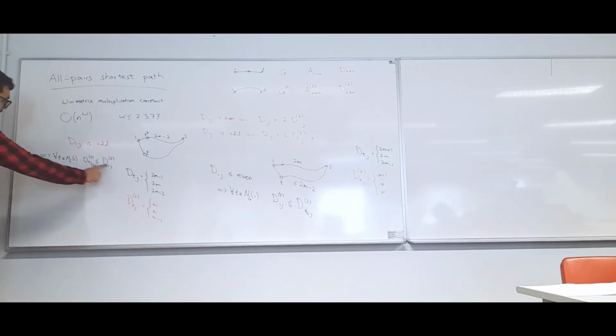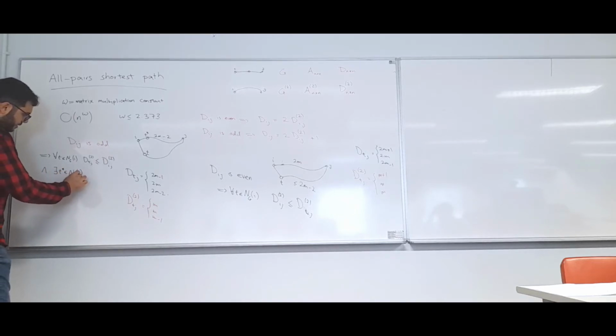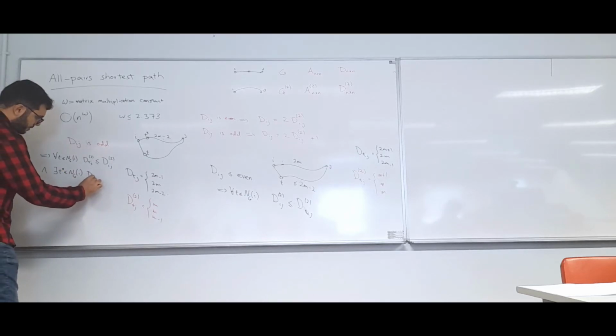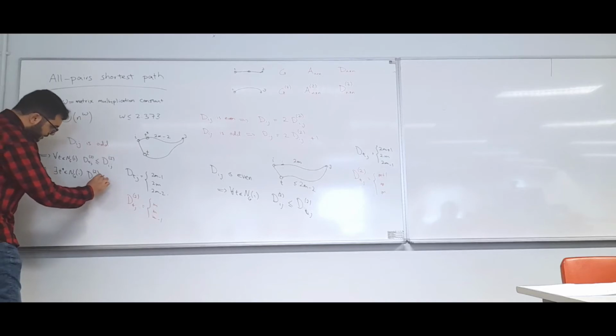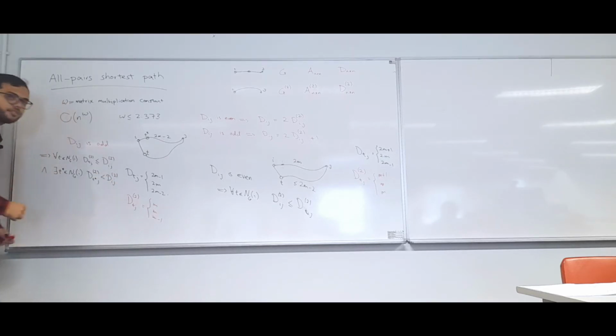So I can extend this one, and I can say for all the neighbors, the distance is less than or equal to the distance from I to j, and there is one neighbor, let's call it t star, such that the distance from this neighbor t star to j in the second graph is strictly less than the distance from I to j in the second graph.